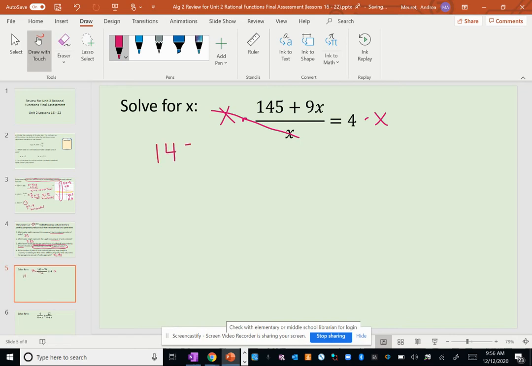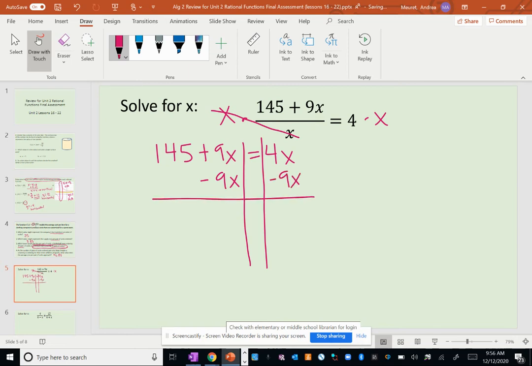And we have 145 plus 9x equals 4x. The next step then is to move the 9x over using subtraction. And so 145 equals negative 5x. And then our last step is to divide by the negative 5. And let's see here, 145 divided by negative 5 is equal to negative 29.